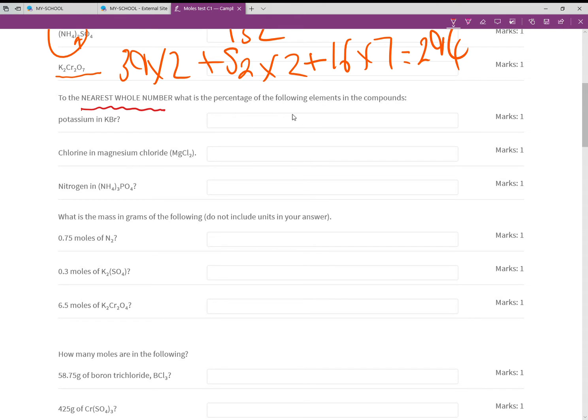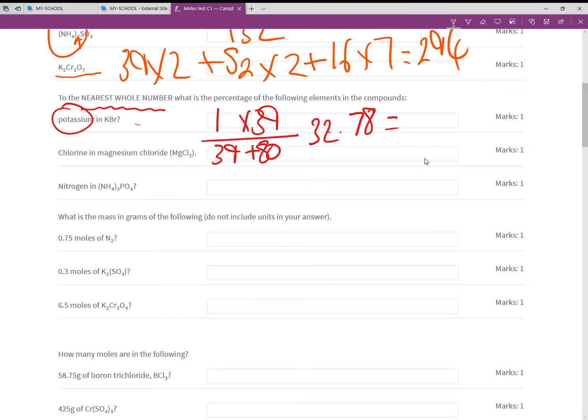What is the percentage of the following elements in the compound? So we're asked for potassium here. So we have 1 potassium atom. It's 39. So we do the number of atoms multiplied by the atomic mass of the atom over the total, which is the RFM in other words, which is 39 plus bromine, which is 80. So we have 39 divided by the RFM, times 100, which gives us 32.78. That says to the nearest whole number, so obviously your answer should have come in at 33.